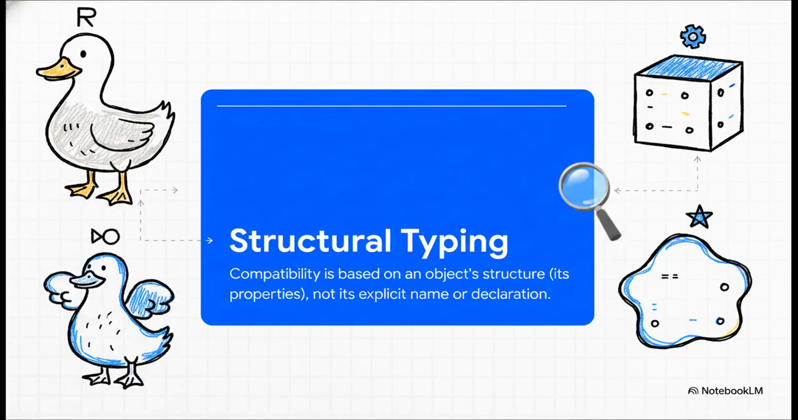Yeah, you might have heard this called duck typing. You know the saying, if it walks like a duck and quacks like a duck, well then it's a duck. TypeScript basically runs with that idea. It doesn't care what you officially name the type. As long as the properties, the shape, match up, then for all intents and purposes, the types are compatible.